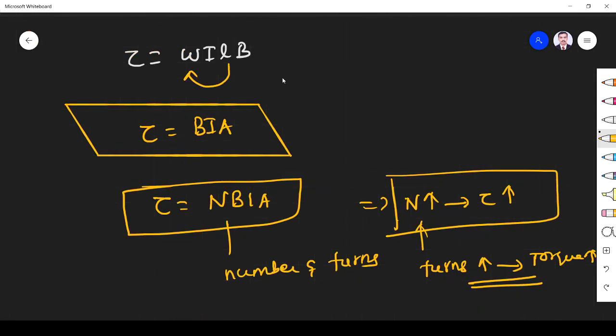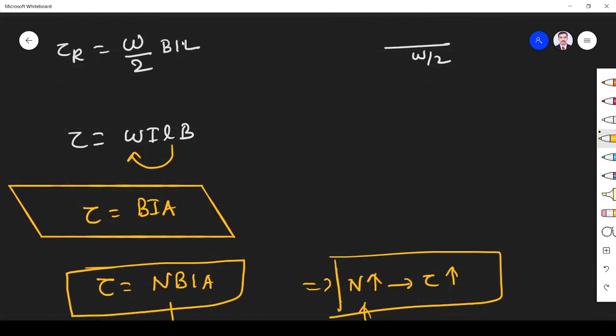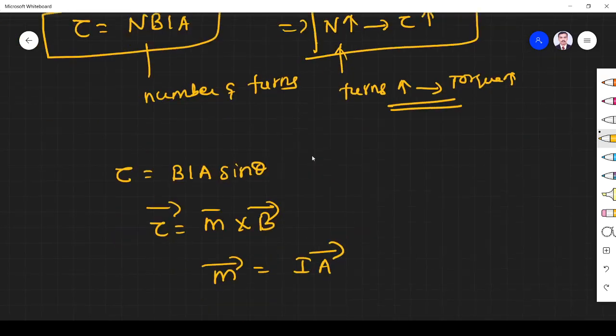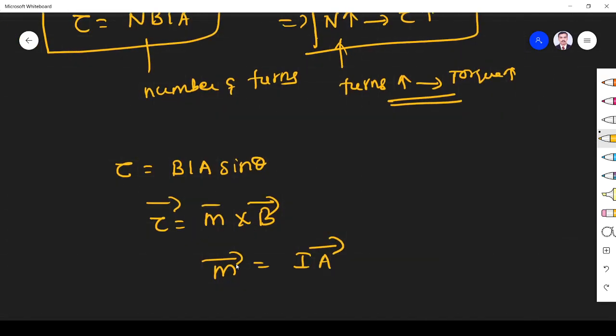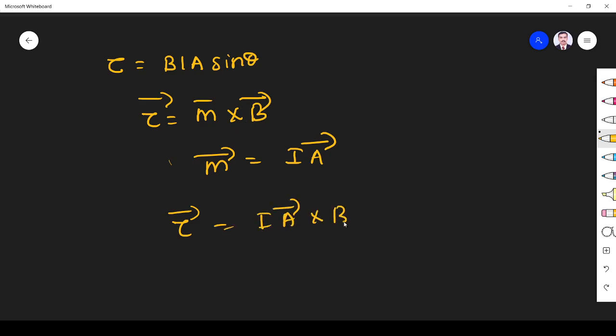So tau is equal to BIA sin theta. We know tau is equal to BIA. The angle between R and F is theta, and sin 90 is 1, that's why we didn't put it. But in general, we put tau is equal to BIA sin theta. Tau is equal to M cross B, where M is equal to I A. If you take the cross product of M and B, with M as IA, what will you get? The magnitude of tau will be IAB sin theta. So instead of BIA sin theta, we have written tau is equal to M cross B.